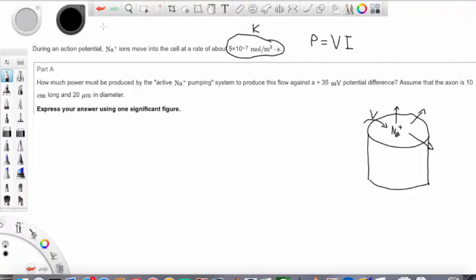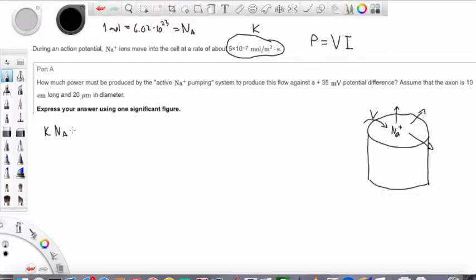1 mole is 6.02 times 10 to the 23 particles, in this case sodium atoms. So this is, as you well know, the Avogadro's number. So if we multiply K by NA, we get how many sodium ions we are pushing per meter squared per second. So that's how many ions we have.